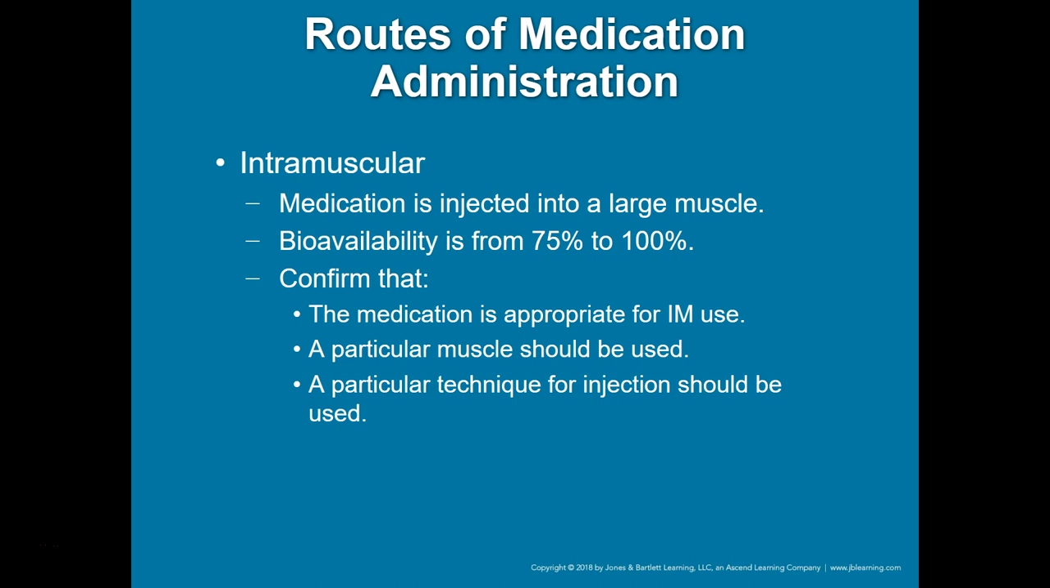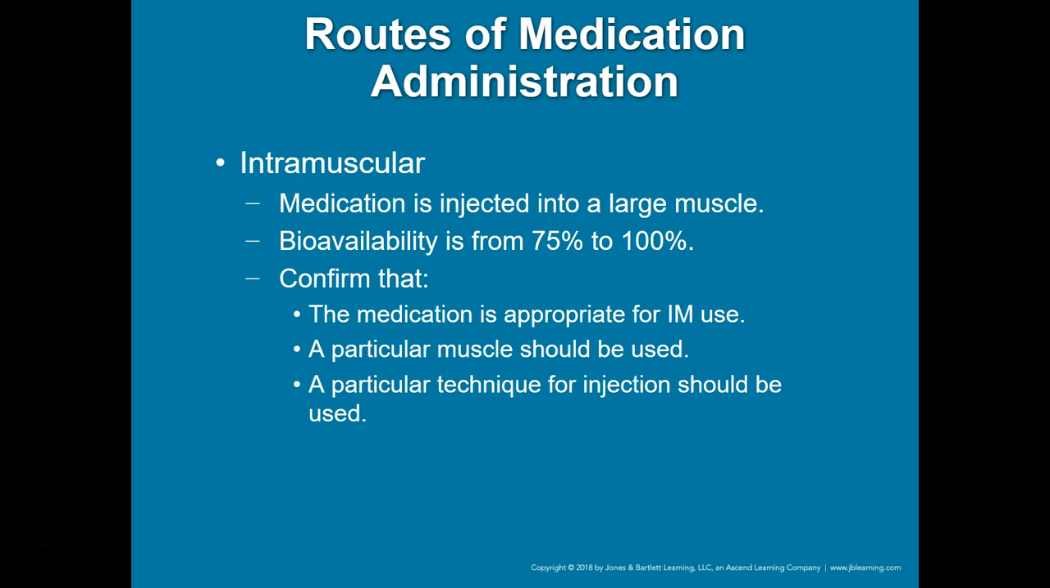IM, just shooting a little bit of the medication through a needle into a large muscle, typically the deltoid muscle up in the arm. Bioavailability is 75 to 100%. You want to confirm that the medication is appropriate for IM use, the particular muscle you want to use, and the particular technique for injection that should be used. We'll get into all that in chapter 14.